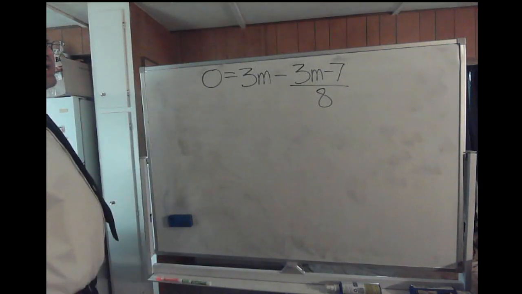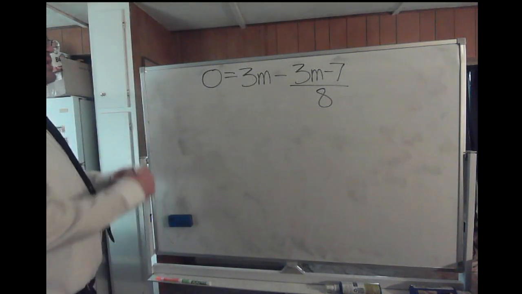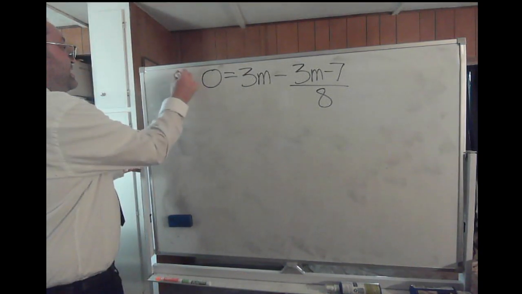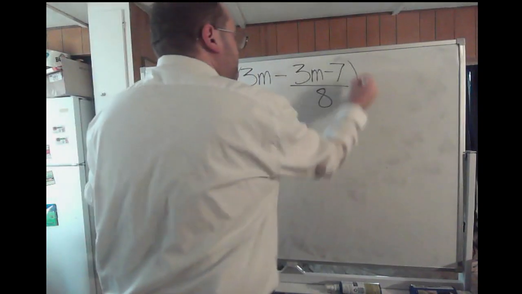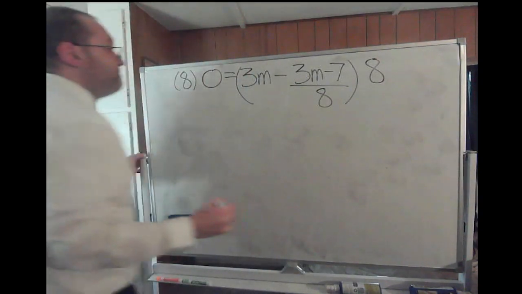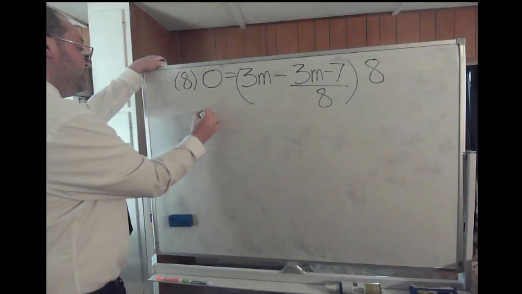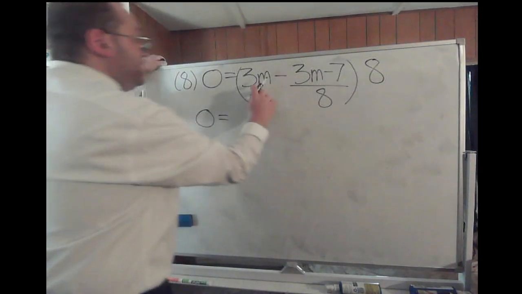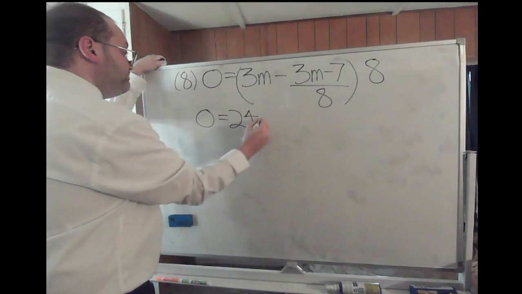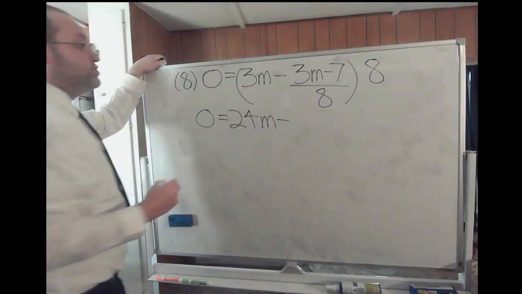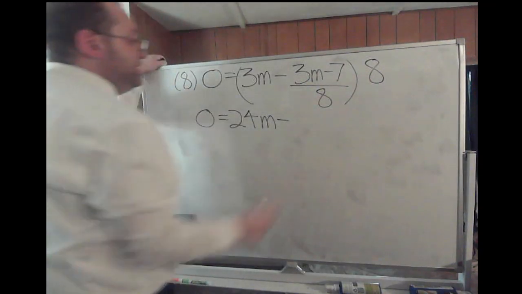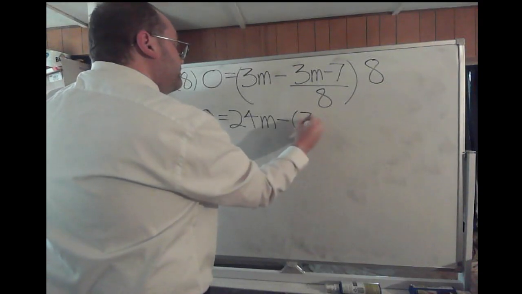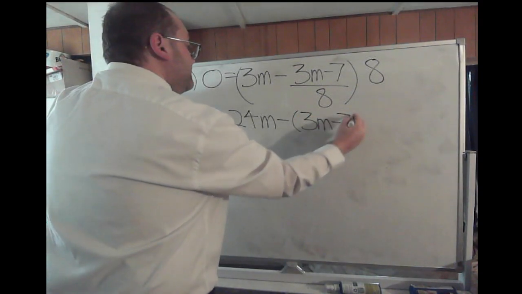Between all these denominators, I think it's plain to see 8 is going to be your least common denominator. So multiply both sides by that 8, which would be your least common denominator. Left side, 8 times 0, well that's 0. Now on the right hand side, 8 times 3m, that's 24m. Minus, we have 3m minus 7 over 8 times 8. Well, 8 divided by 8 is 1. You'll just have minus that 3m minus 7.